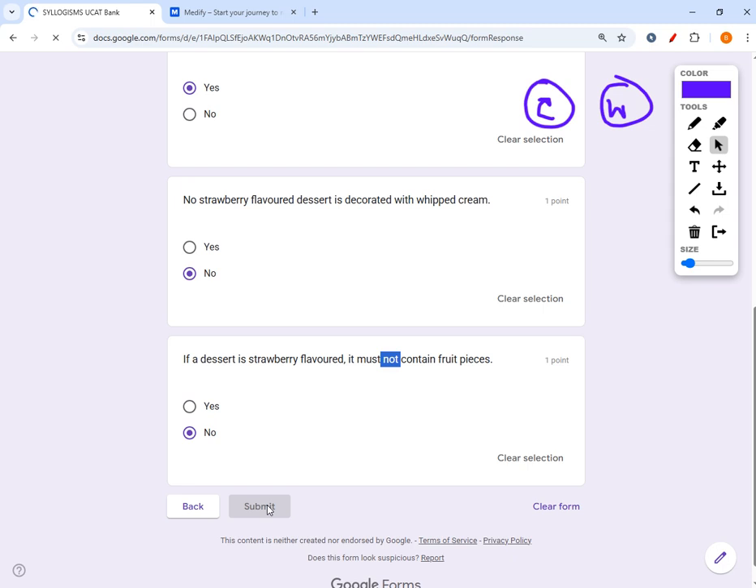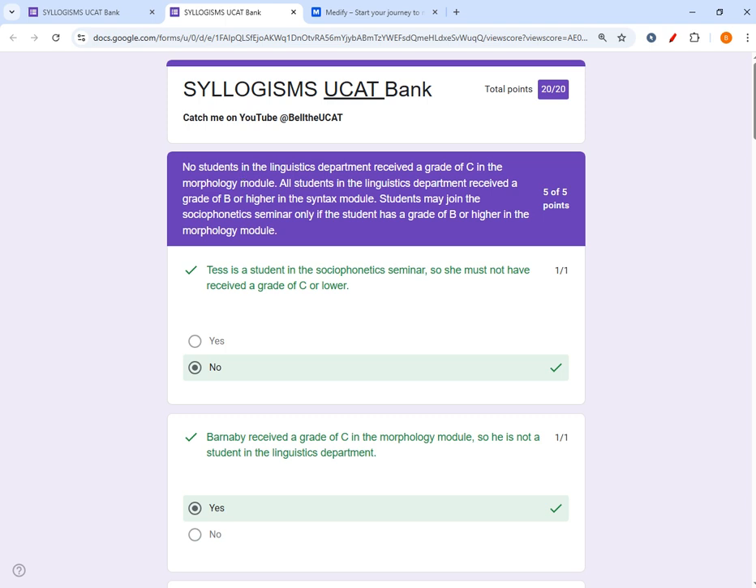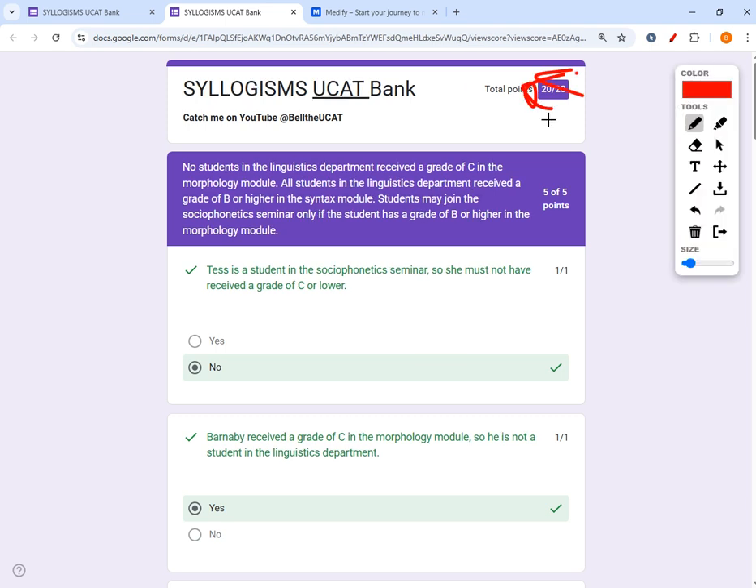Let's see how many of them we got right. All right, view our score. If you see here, we ended up getting altogether 20 out of 20. That's our total score, 20 out of 20. So there we are. In this case, what did we do?